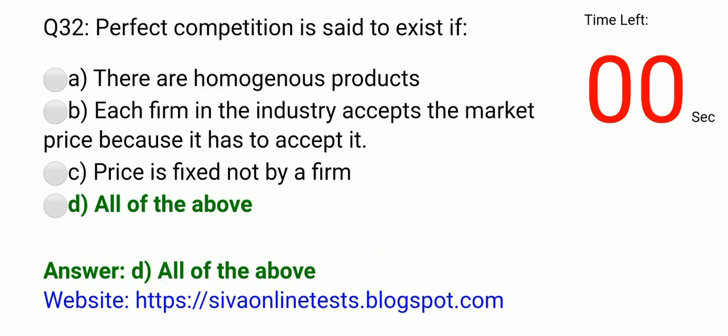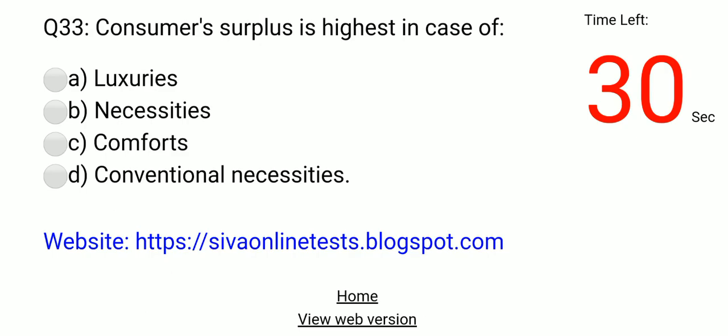Answer. D. All of the above. Question 33. Consumer's surplus is highest in case of. Options. A. Luxuries. B. Necessities. C. Comforts. D. Conventional necessities.